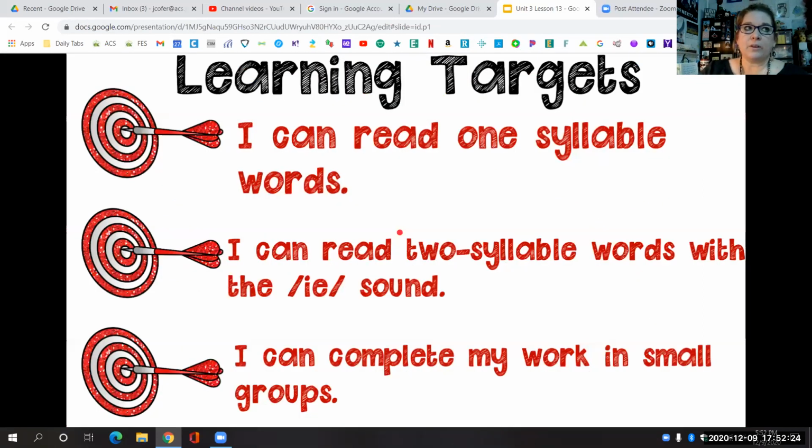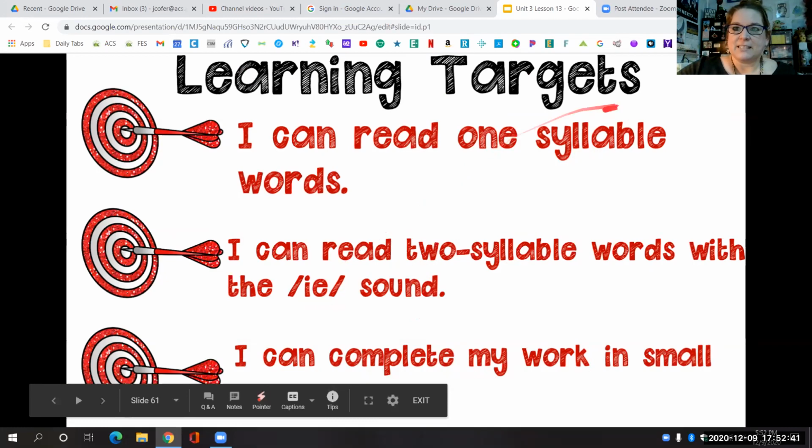All right, so our learning targets for today were: I can read 1-syllable words, I can read two-syllable words with the I sound, and I can complete my work, not in a small group because we can't do that, but you can complete your work. All right, so that is actually all that we have for our lesson today.